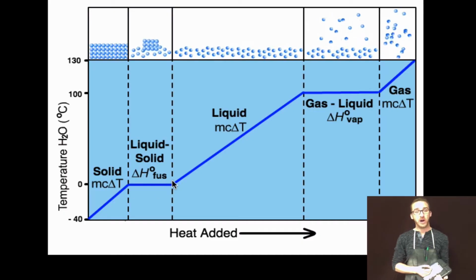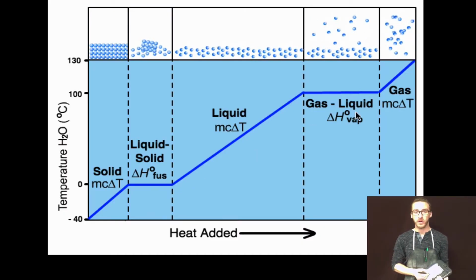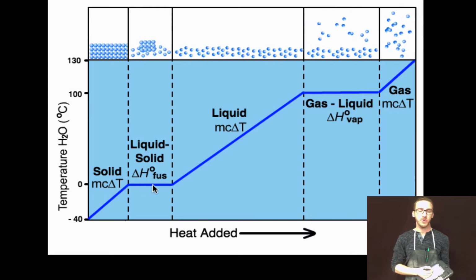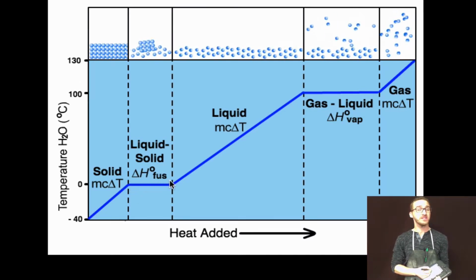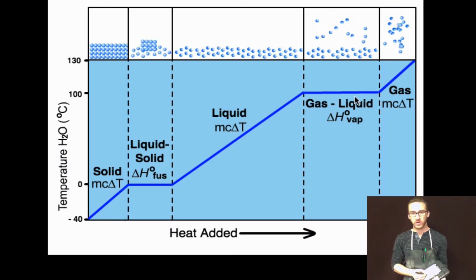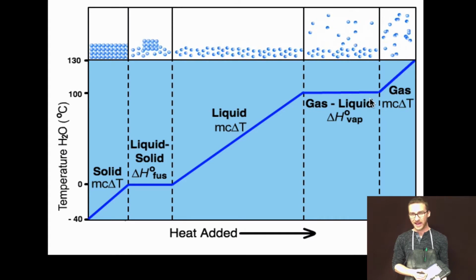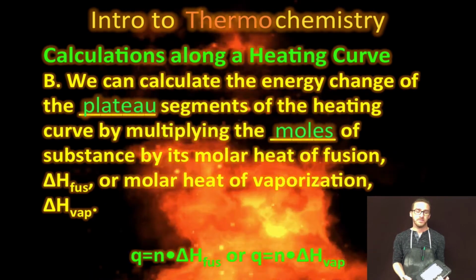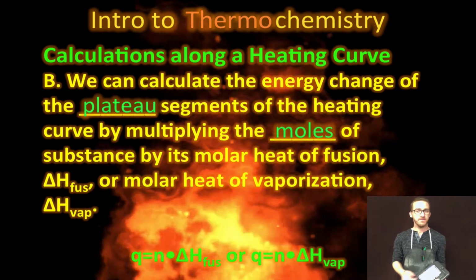In other words, we're talking about the melting point or boiling point of that substance. How much heat do we have to add to completely melt, or get all of the solid to turn into the liquid? Or how much heat do we have to add to completely evaporate, or get all of the liquid into the gas? And again, that's simply known as the molar heat of fusion or the molar heat of vaporization.